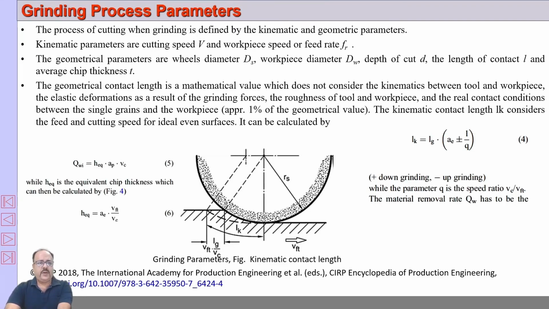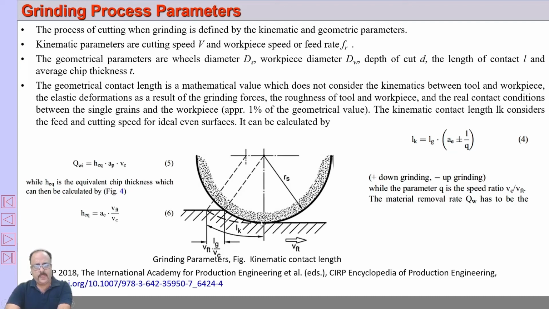Okay, so process parameters, the various process parameters are there: cutting speed, feed rate, the grinding wheel diameter, the workpiece diameter in case of cylindrical grinding, the depth of cut, the length of contact, the average chip thickness. So one thing is very important. See here, the grinding wheel is currently center here, and in next instant it is here, depending on the feed rate. Now LK is called the kinematic contact length.